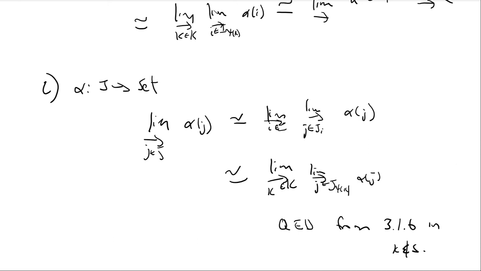Oh, maybe I should say one more quick thing. This is, of course, the commutativity, the main commutativity result in 3.1, in case you forgot.